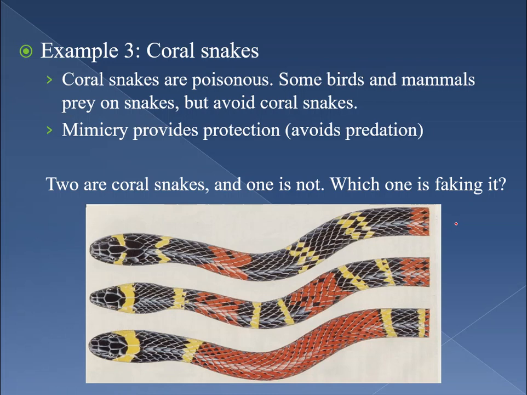Which two snakes are non-poisonous? Basically, which snake is the coral snake? Or which two are coral snakes and which one's not? Well, the answer is this one right here. These two, snake 1 and snake 3, are coral snakes. They're poisonous. Snake 2 is the imposter. It's mimicking it based on its coloration. You can actually tell because of the shape of its head. It's mimicking the color, not the head shape. So that's what gives it away.